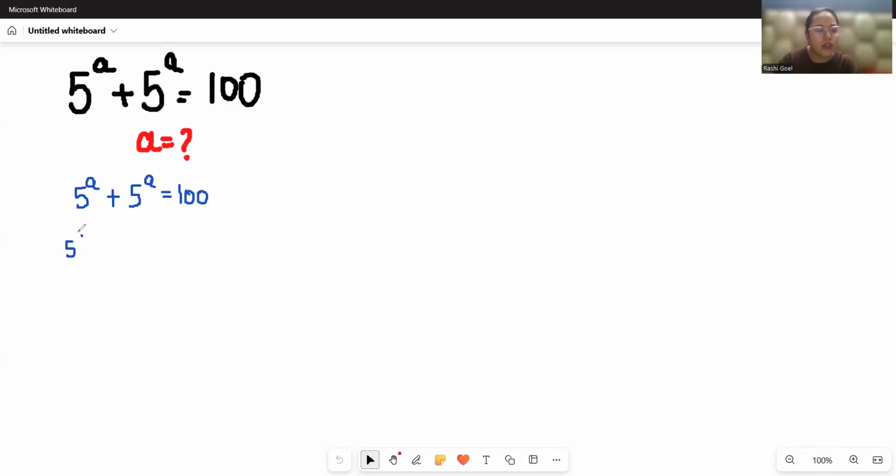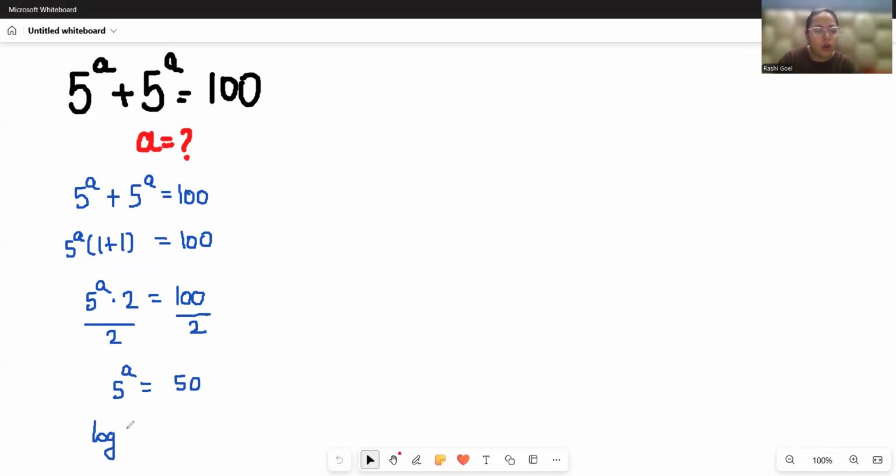So if I take 5^a as common, so (1 + 1) = 100. Now 5^a times 2 equals 100. So if I divide both sides by 2, so it's 5^a = 100/2, that is 50.